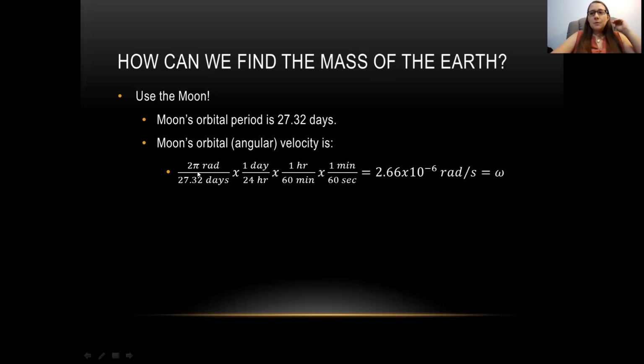So it covers more or less a circular orbit. This is an approximation. So 2 pi radians is a complete circle. That's its angular distance, and the amount of time that it takes is now going to be in seconds. So that gives us an angular velocity of 2.66 times 10 to the negative 6 radians per second. The distance to the moon, based on its orbital period and velocity, we can figure out to be 385,000 kilometers, again, approximately.